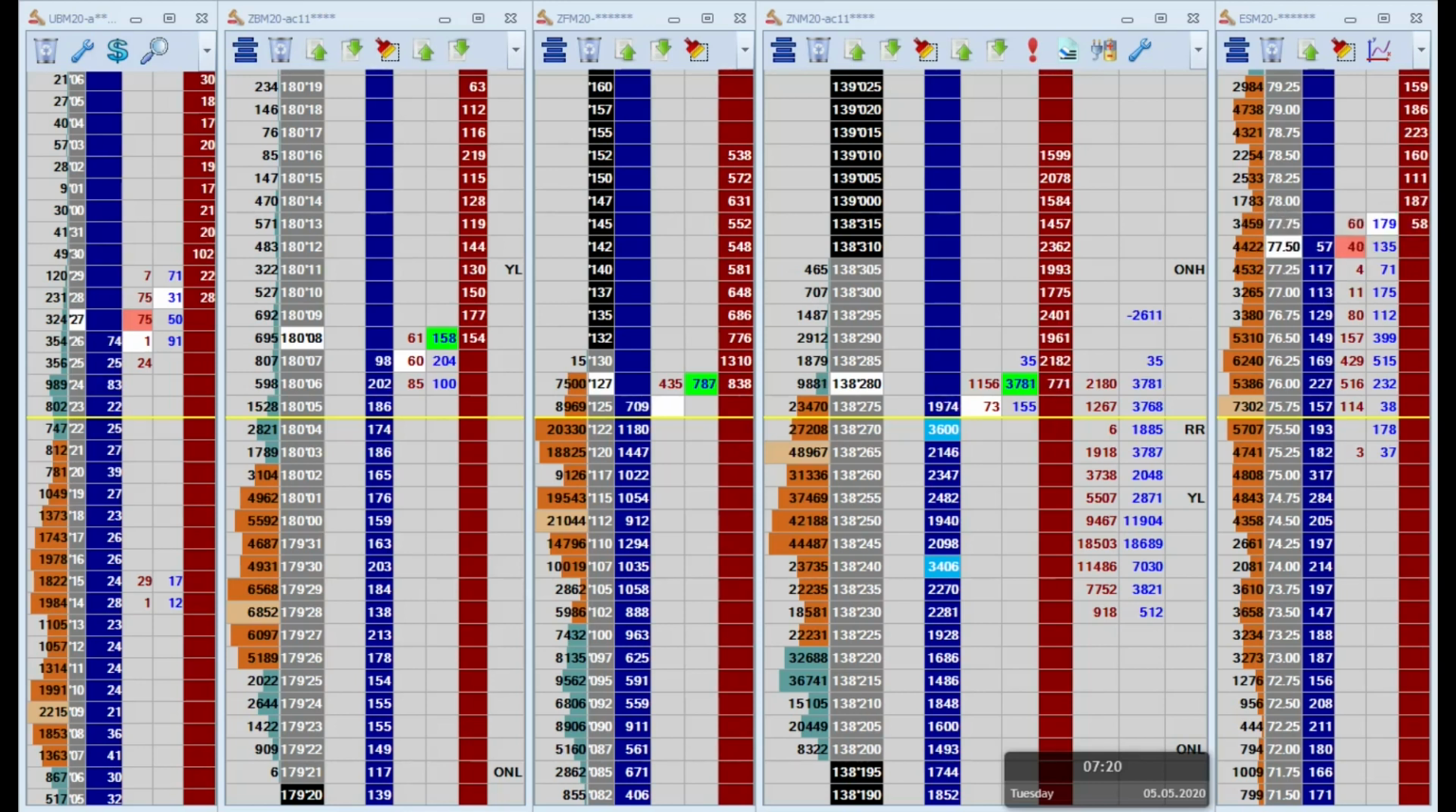So this is all just trading on order flow. There are no charts, no indicators, no oscillators, no moving averages, nothing like that. It's just observing the order flow and trying to pull out a few ticks at a time.